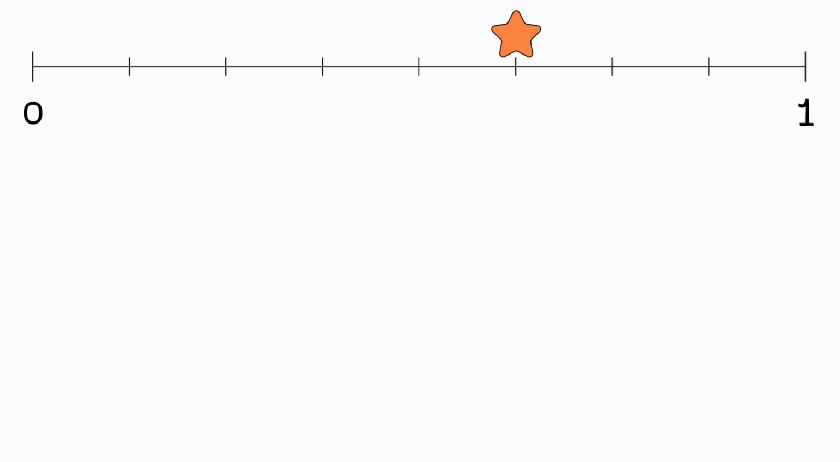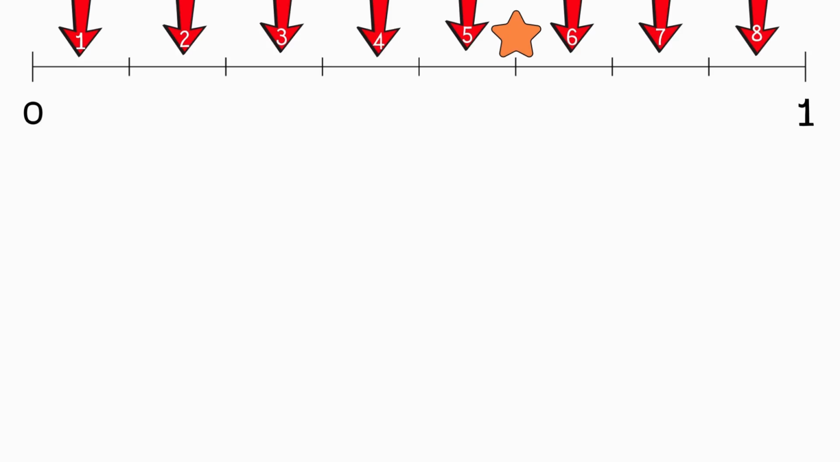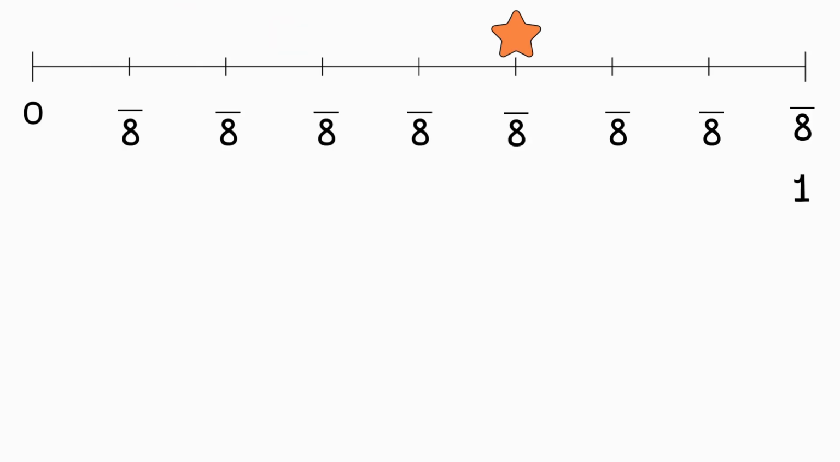Let's practice naming a fraction that is marked on a number line. Take a look at this number line. It starts at 0 and ends at 1 whole. What fraction is represented by the star? First, we need to determine how many parts the whole is broken into. And remember, we do that by counting the spaces, not the tick marks. What is our denominator? There are 8 spaces, so our denominator is 8.